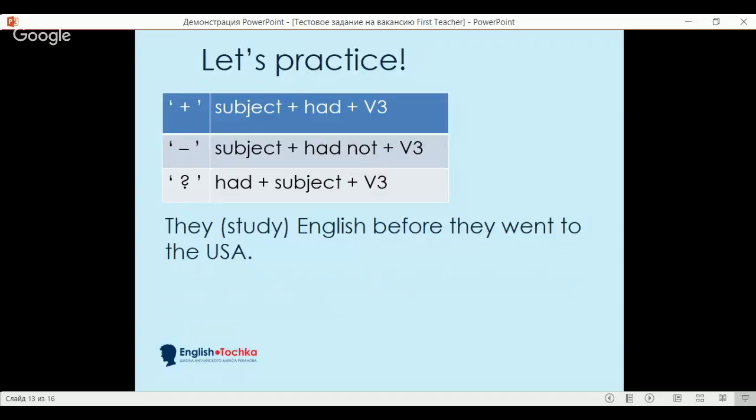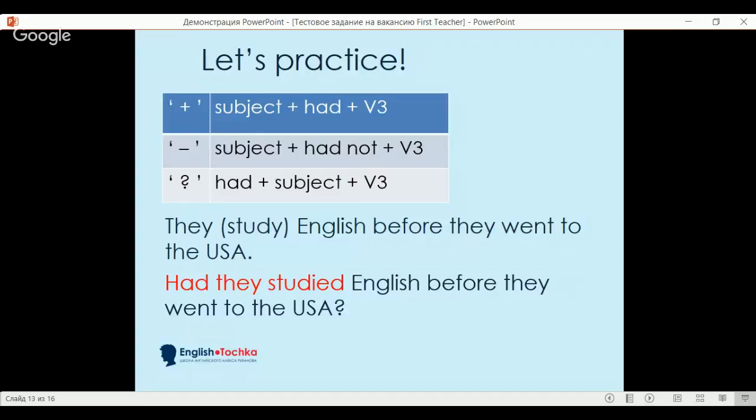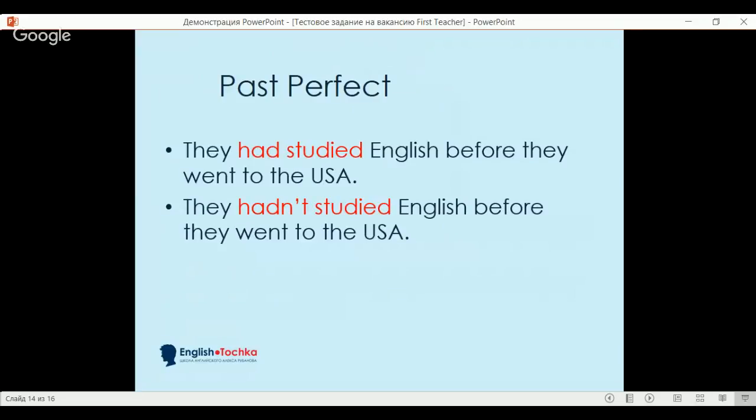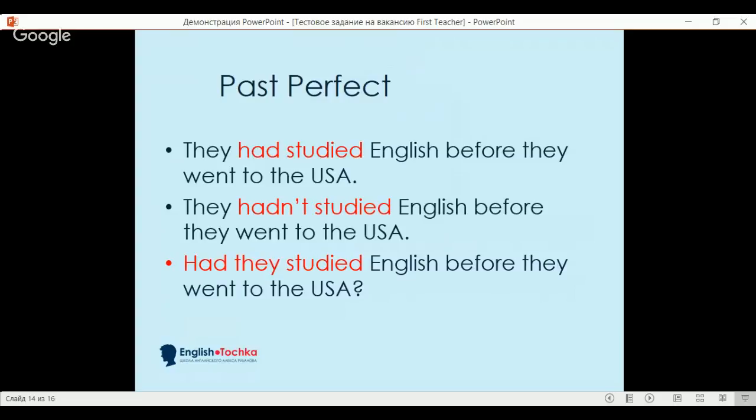And question, please. Be attentive. We change the order of words in the sentence when we form a question. Had they studied English before they went to the USA? That's very great. We are well done. They had studied English before they went to the USA. Affirmative sentence. Утвердительное. They hadn't studied English before they went to the USA. Отрицательное. And had they studied English before they went to the USA? Question.